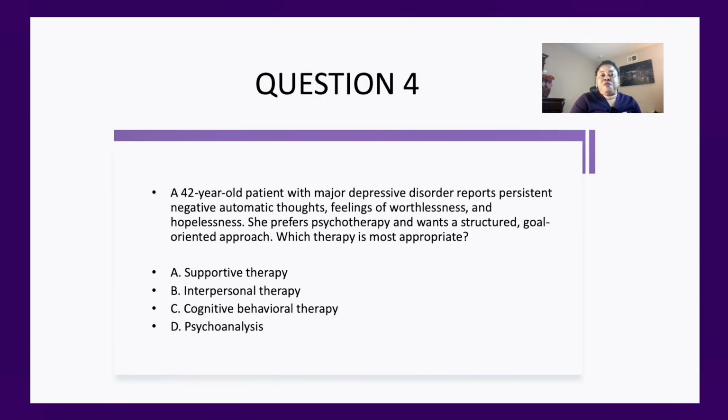The next one says a 42-year-old patient with major depressive disorder reports persistent negative automatic thoughts, feelings of worthlessness and hopelessness. She prefers psychotherapy and wants a structured, goal-oriented approach. Which therapy is most appropriate? This patient has major depressive disorder. What kind of therapy do you think will be best for this kind of patient?